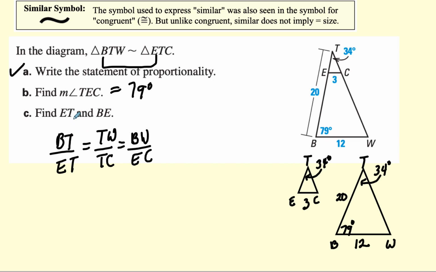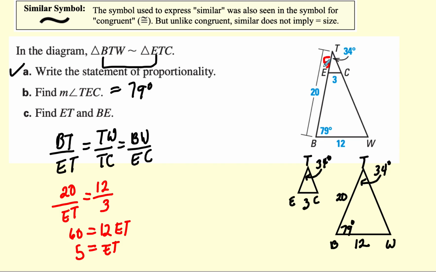Now we want to figure out what ET is, so let me go ahead and substitute the values. BT, from B to T, that's right here, is 20, so this is 20. ET is what I'm looking for. I'm going to go over here to BW because I have something on BW here. I'll have it 12, and then EC is 3. I'm going to cross multiply. That'll be 60 is equal to 12 ET, and then I'll divide both sides by 12, and I get the answer 5. So this length right up here is 5. I have a 5 right here. And then BE, which is this length right here, has to be 15, so that 5 and 15 can add up to 20.